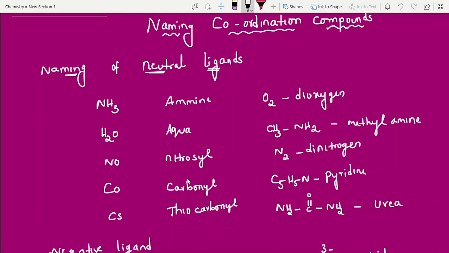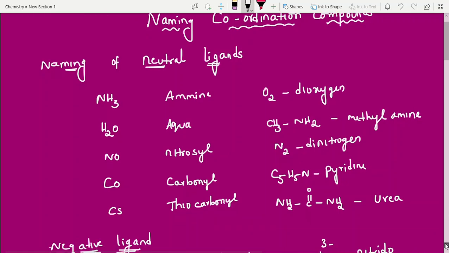So only in these names there are little changes. Ammonia means we are calling ammine, water means we are calling aqua. Dioxygen, writing also dioxygen, methylamine, there is no issue on this side, but on this side a little problem. Ammonia generally we call, but here we call ammine. One letter you miss, you lose marks, students. Aqua, nitrosyl, carbonyl, thiocarbonyl, like this. Now these are neutral ligands.